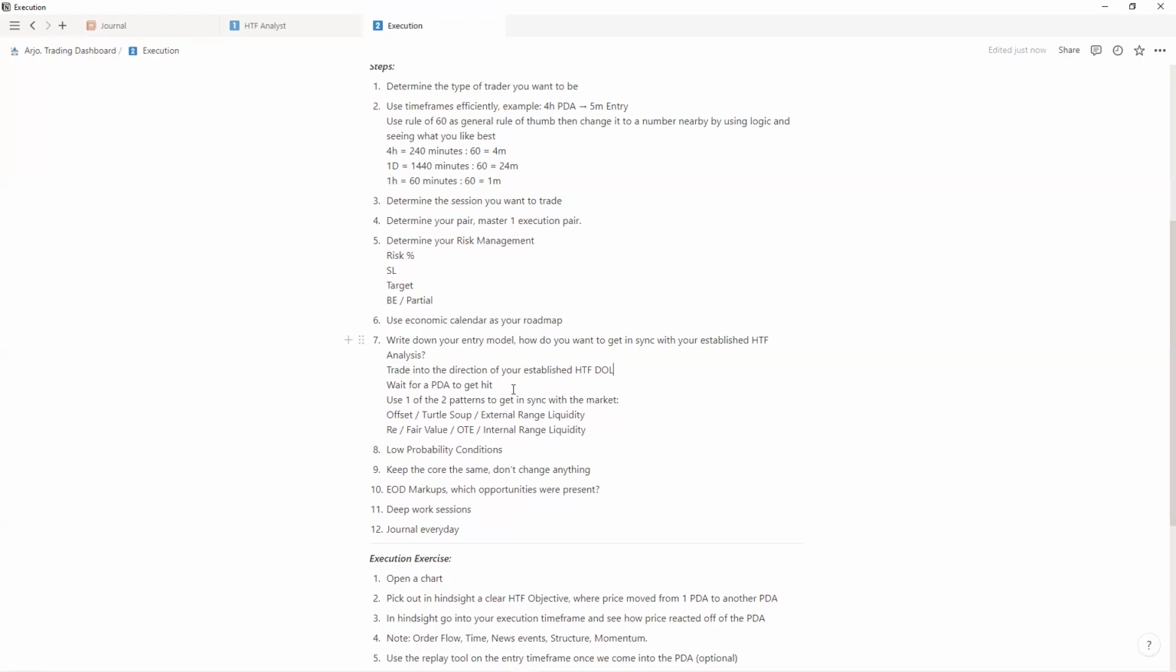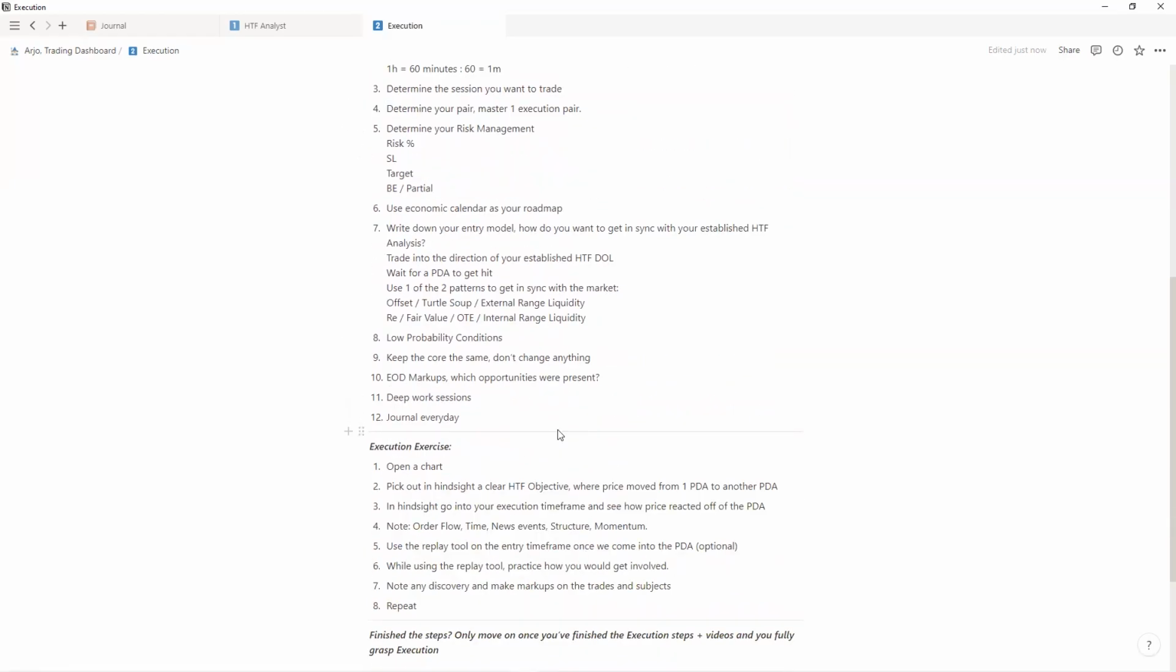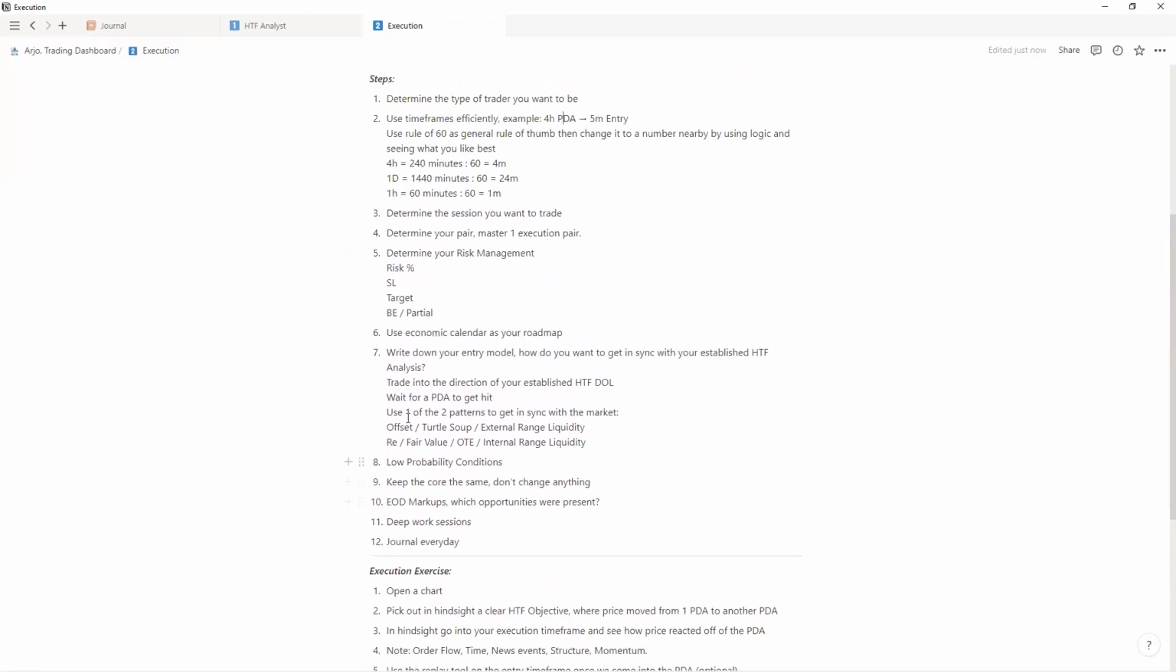And the daily and 4-hour will, of course, be in context of the weekly and the monthly. So it will all line up. It will all make sense in the end. Wait for a PDA to get hit. Again, for me, 4-hour PDA or daily PDA, and that tells me which time frame I should confirm it on.